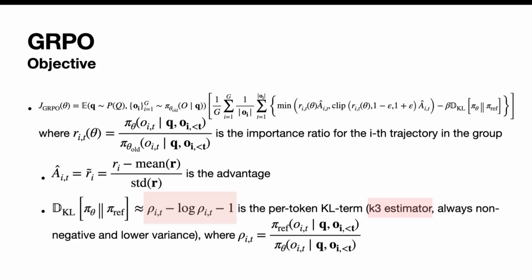So, in short, GRPO keeps the PPO-style clip objective, removes the value model, replaces the value baseline with a group relative baseline, and adds the KL penalty directly in the objective.